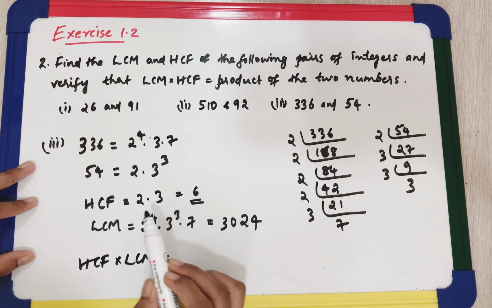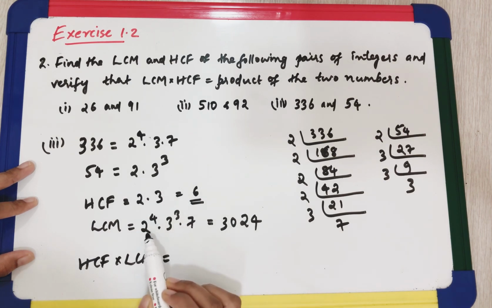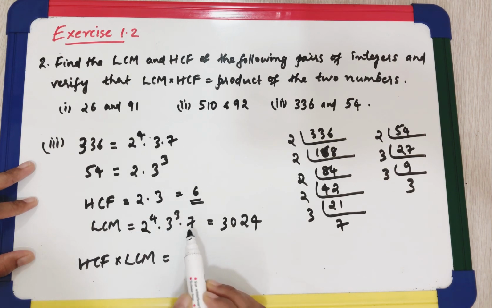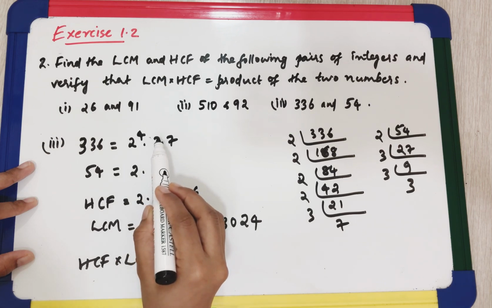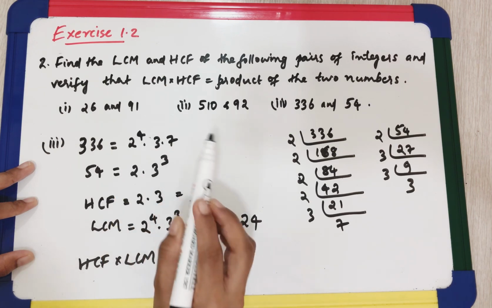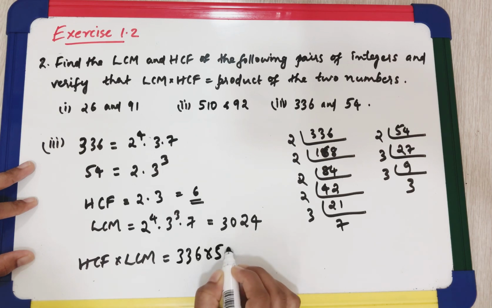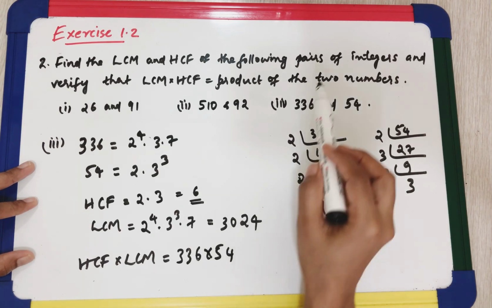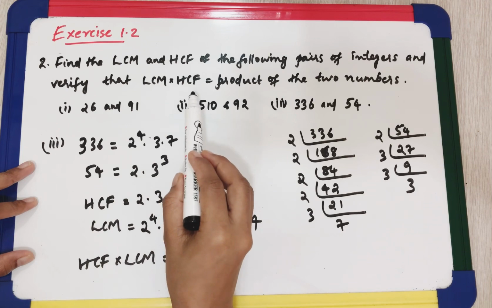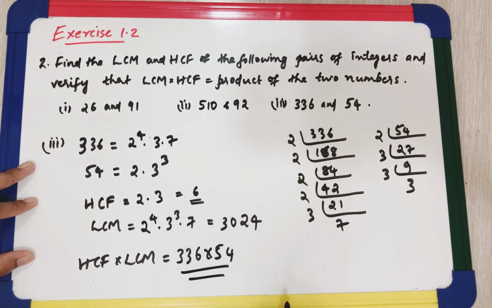Now HCF into LCM is equal to 2 into 3 into 2 raised to 4 into 3 cube into 7, which is 336 into 54. It's given only to verify that the product of LCM and HCF is equal to the product of the numbers. We need not find the value.